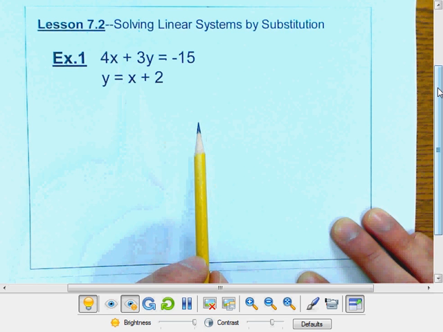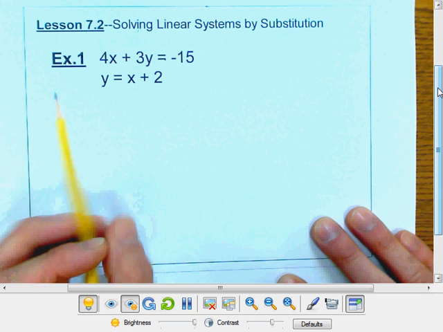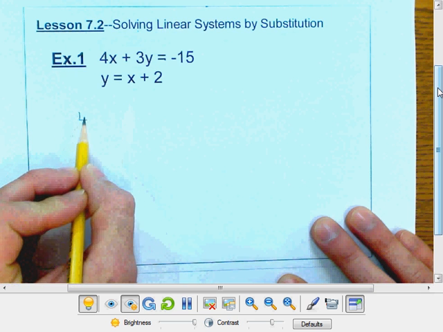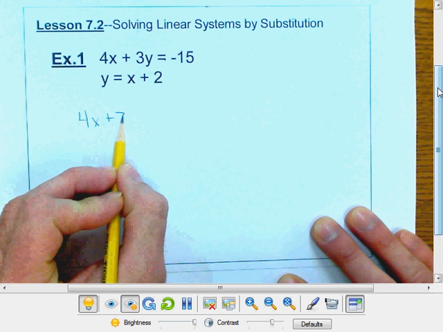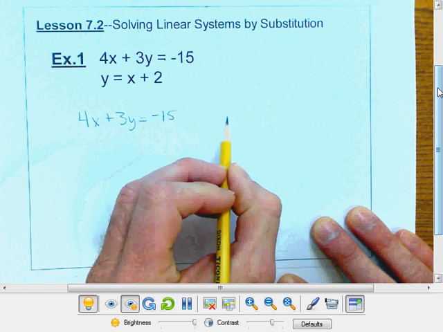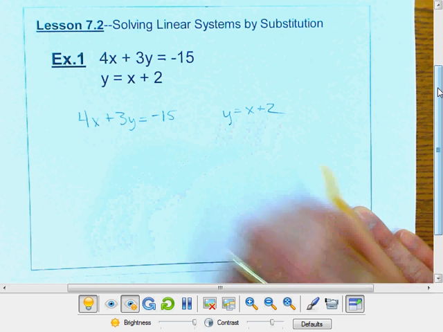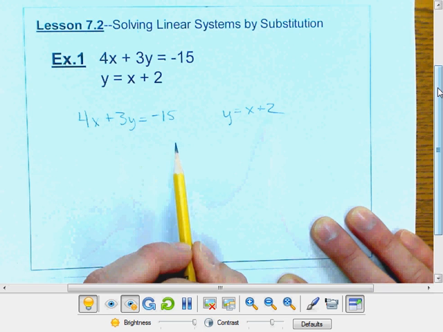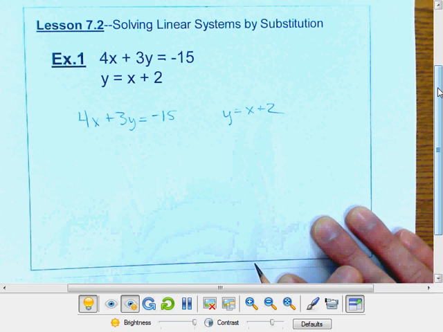First thing I'd point out to you is your book will write the equations much like you see in this example 1 written out here, and I would advise you to write them out and not stack them but write them side by side, so we'd have 4x plus 3y equals negative 15, and next to it have y equals x plus 2. And the reason why I suggest that is now we have room. We're going to show work under this one, and we're going to show other work under this one.